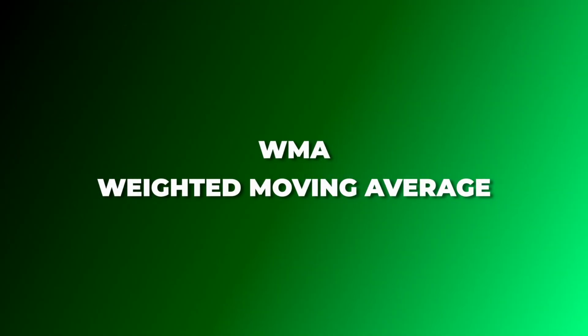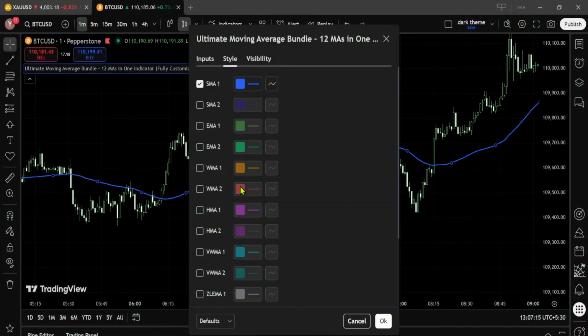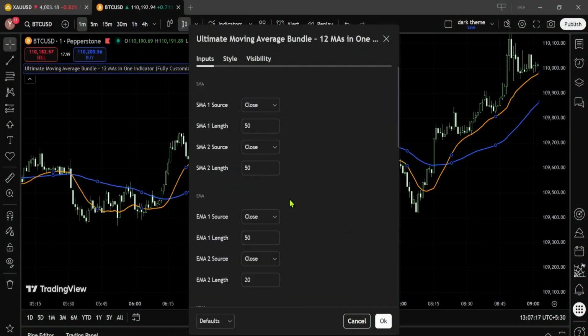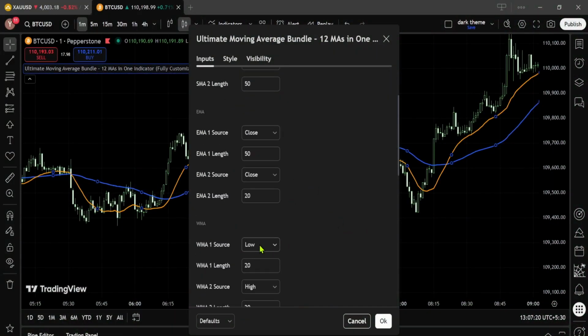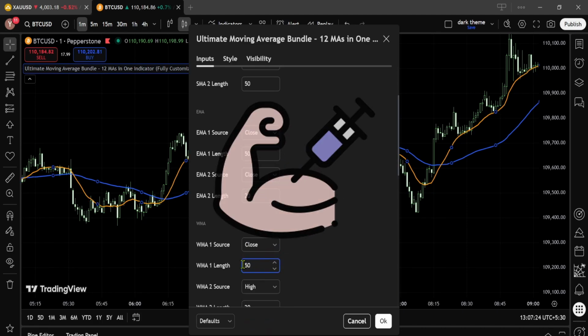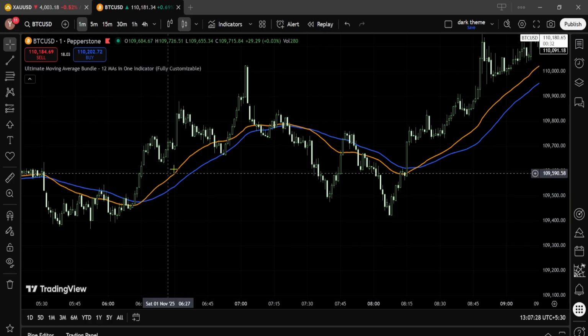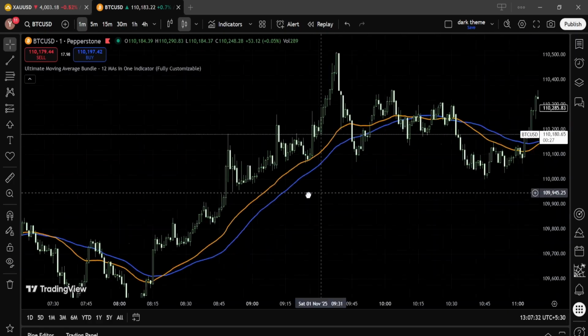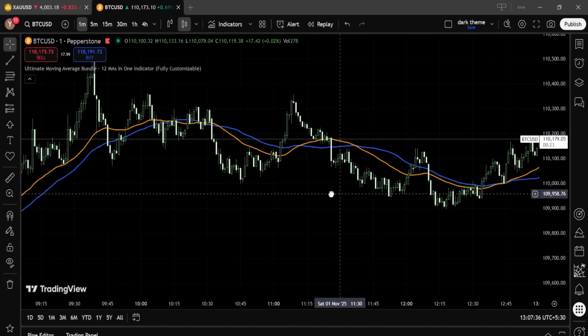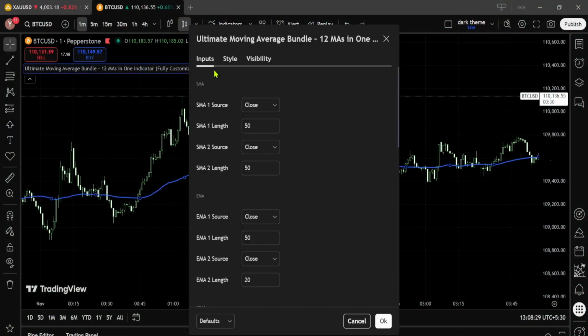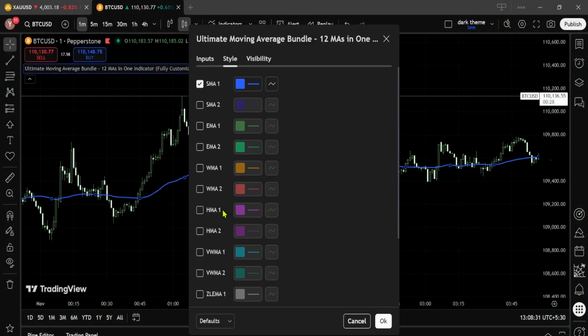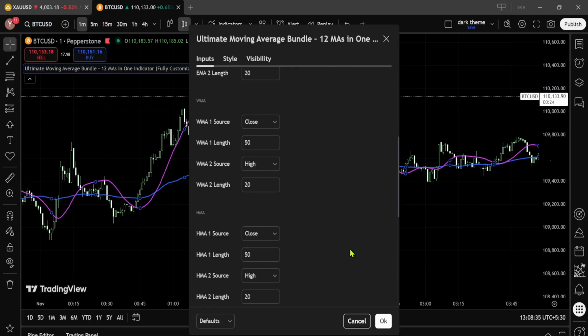Next is the WMA, Weighted Moving Average. This also gives more importance to recent data, but even more aggressively than the EMA. It's like EMA on steroids. Then there's the HMA, Hull Moving Average. This one is designed to be smooth and fast at the same time. If you don't like lag, the HMA is your new best friend.